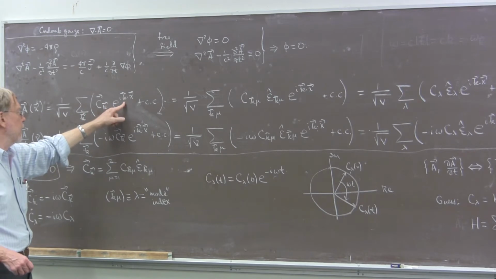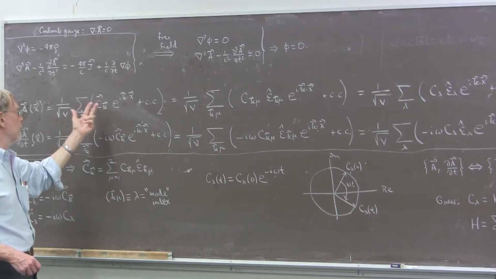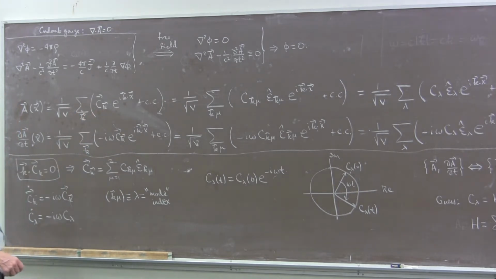For each different k value, direction of propagation, there are actually two complex numbers, or four real numbers, the components of the C's, the two independent components of the mode vectors, which specify the parameters of the light wave, all possible light waves with a given k value. All right, so that's the general solution.